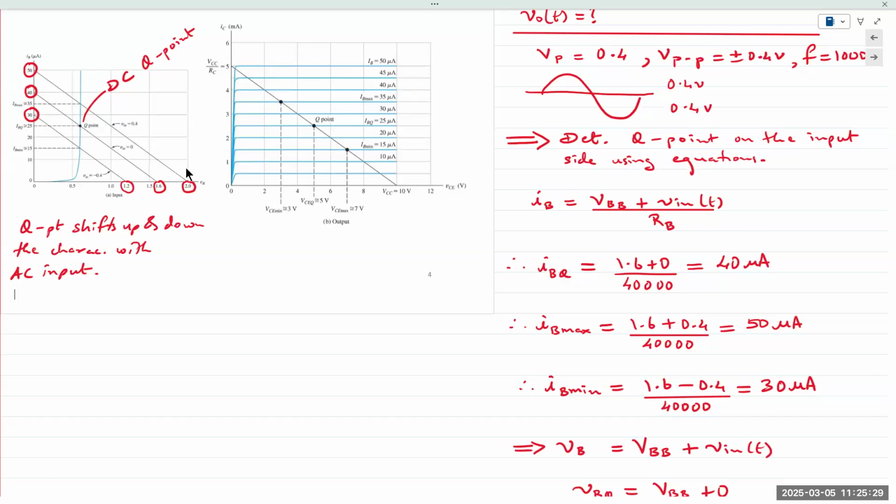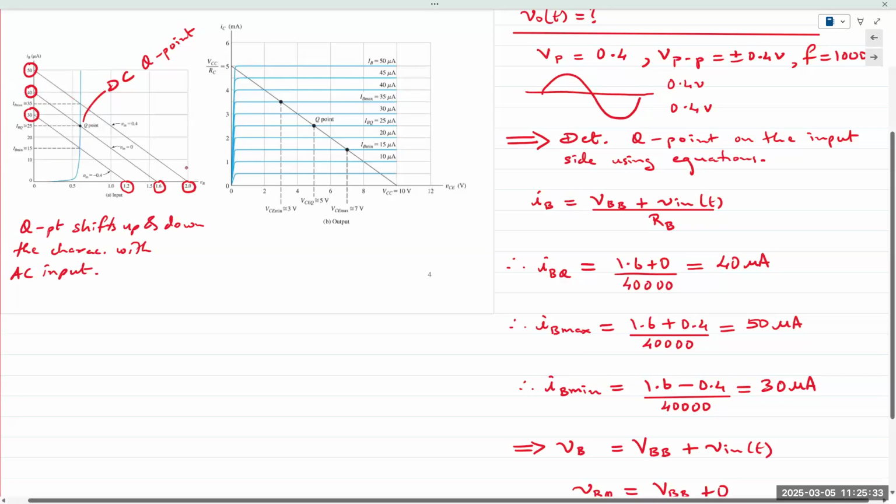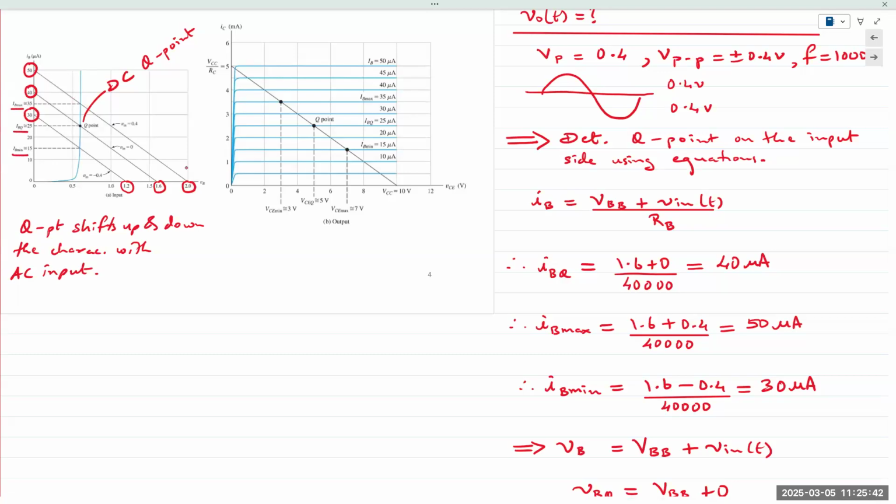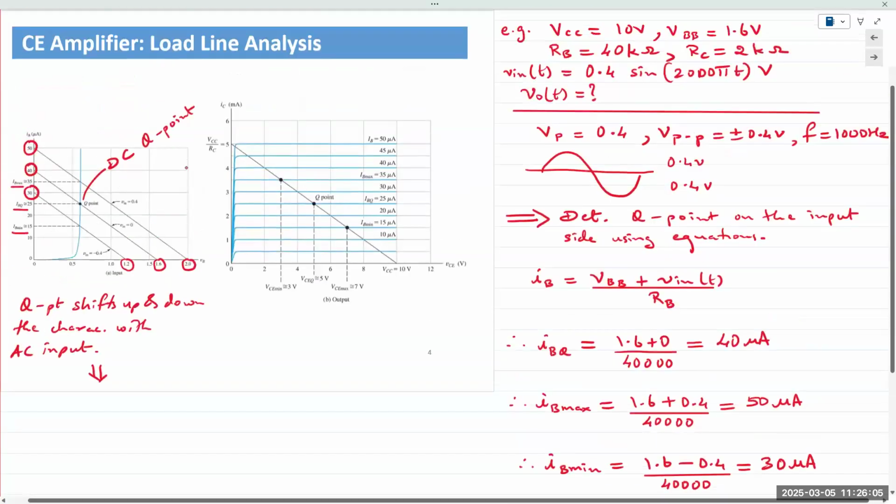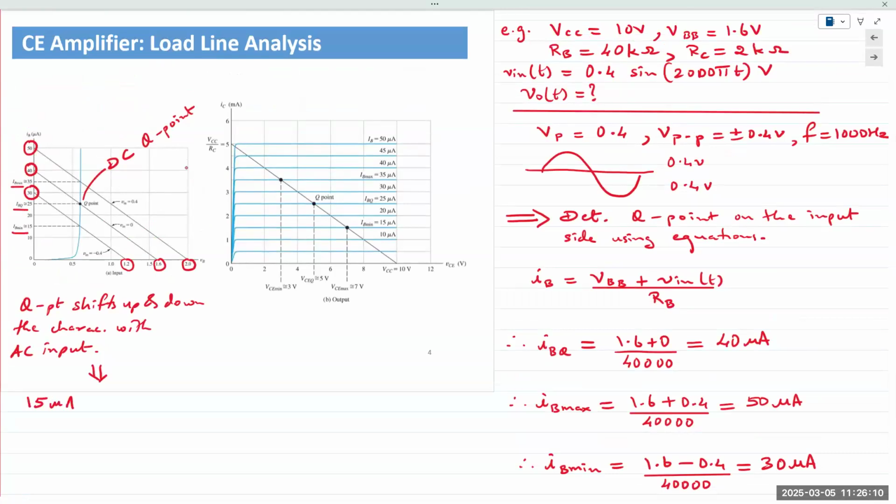So if we extend these to the left, as you can see right here, that's 1, that's 2, and that's 3. Okay, IBQ, IB max, and IB min. Your base current is just moving up and down between those max and minimum values. Okay, so the intersection point, we find IB ranges from 15 microamps to 35 microamps. Make sense? So now we have the three values for our input base current.